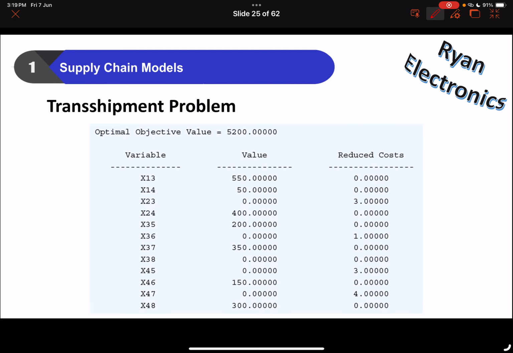Okay, so then if we were to run this particular model through computer software, this is a generic output that we can observe. From here we can see that the optimal objective value is 5,200. So meaning that the minimum cost is 5,200 ringgit or $5,200. And the shipping arrangement is as such. So you take note of how it is being shipped, in and out.